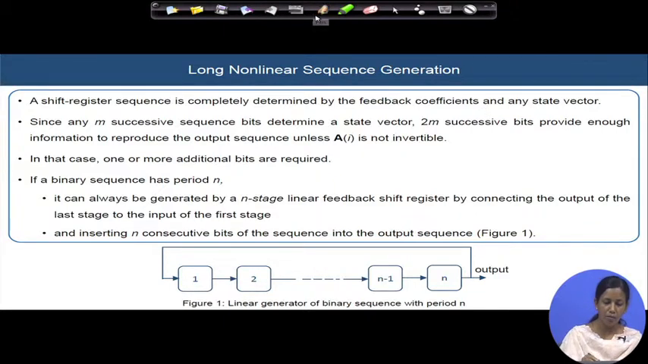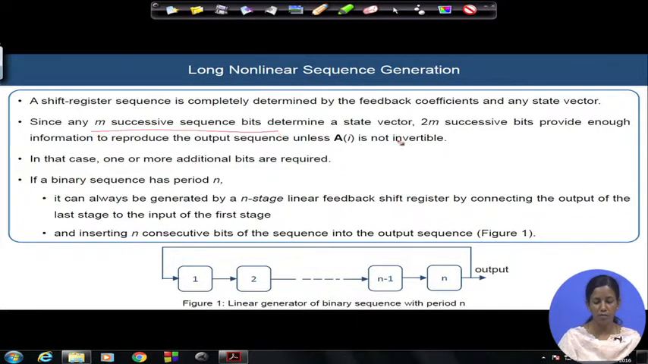Say I have the small m successive sequence bits determined by a state vector, and 2m successive bits provide the total information about how to reproduce that output sequence once again, unless A I is not invertible. If A I is invertible, then this information alone is sufficient to give you the whole information to regenerate the circuit and regenerate the code. And in that case, hardly one or more additional bits may be required if your A I is not invertible also.